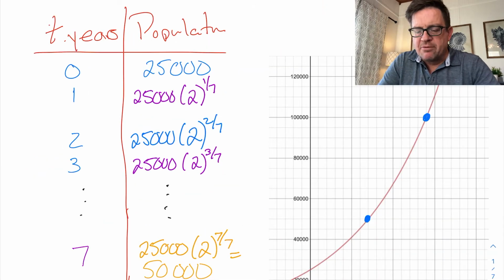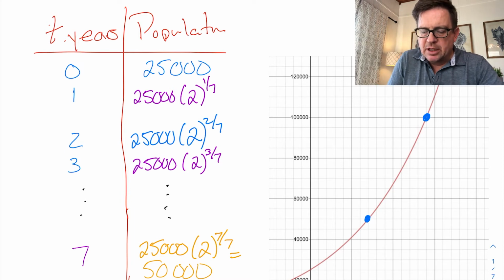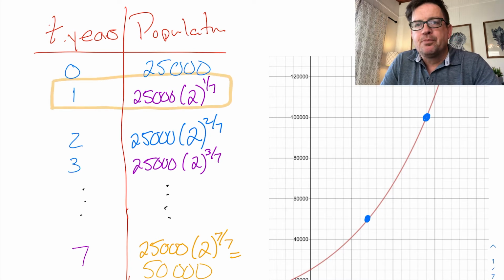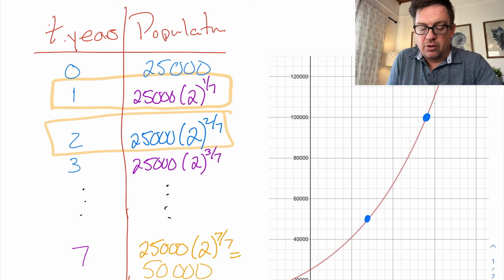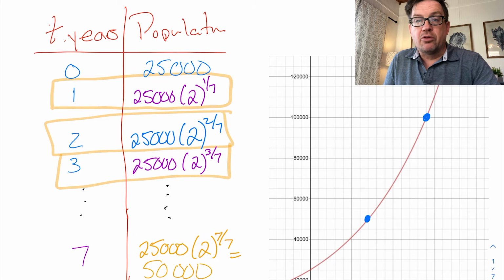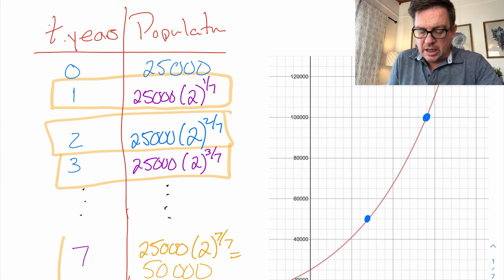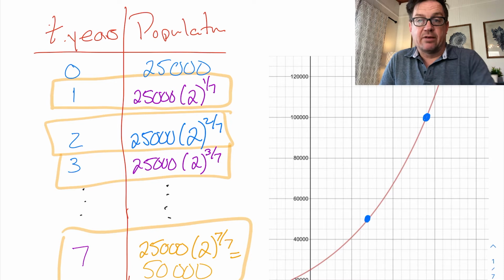What happens when we try to graph that function? Well, we get a population chart over here on the left, where we start with 25,000, and each year we multiply by 2 to the 1/7. So after 1 year, it's 25,000 times 2 to the 1/7. After a second year, it's 25,000 times 2 to the 2/7. After a third year, it's times 2 to the 3/7. And so on and so on. And after 7 years, that's 2 to the 7/7. And that's just 2. So we've doubled in 7 years.